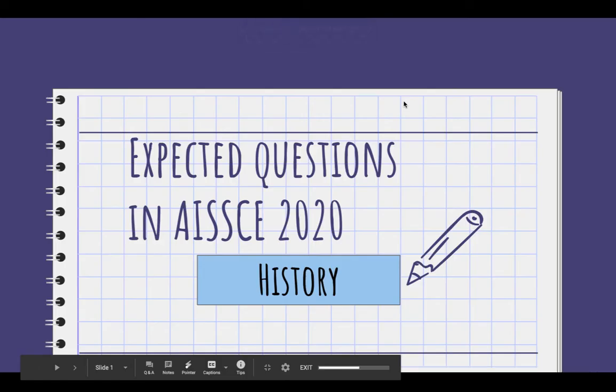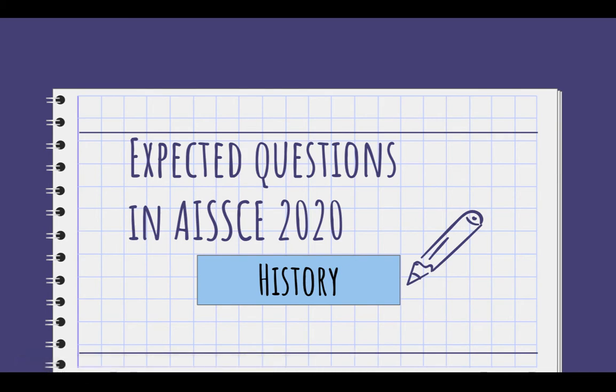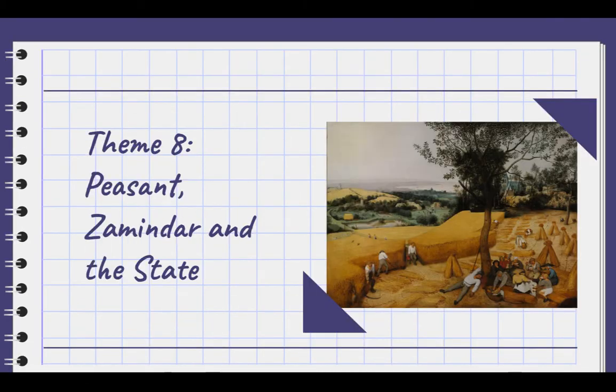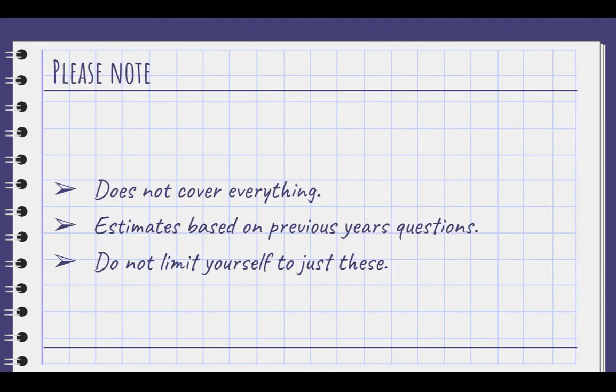Hello and welcome back to High School History, and in today's episode of Expected Questions in AISSCE 2020 for History, we are going to be looking at theme 8, which is about peasants, zamindars and the state. This is the first in a series of 2 chapters from the Mughal period in Indian history.